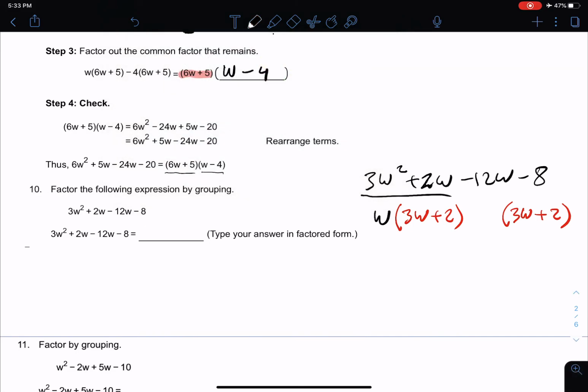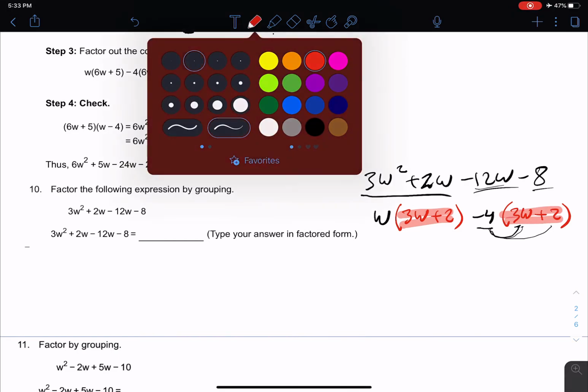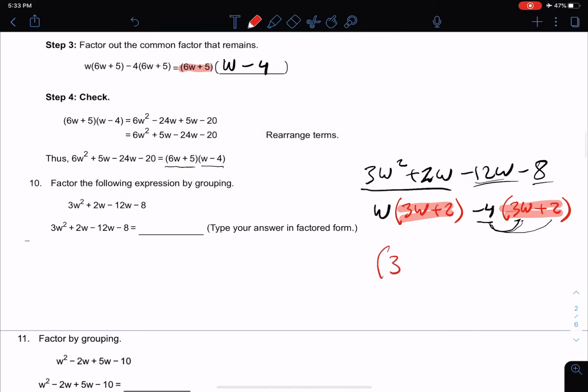So now I ask, what times 3w gives me this negative 12w? And that's going to be negative 4. So negative 4 times 3w is negative 12w, and negative 4 times 2 is negative 8. So perfect. It worked. Now you can see that I have my common factors right here, and those can be factored out. And so I'm going to factor those out, and that becomes 3w plus 2. And then what do I have left? In black, I've got w minus 4.